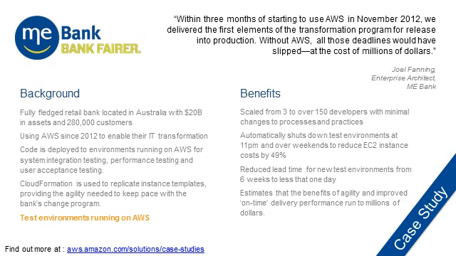And some of the benefits that they've managed to derive from doing that are pretty impressive. So they've gone from 3 to 150 developers, and they've only made very limited changes to processes and practices while they've done that. They automatically shut down their test environments at 11 p.m. each night and over weekends, and they estimate that by doing that they've saved 49% of their EC2 instance costs. They've also managed to drive down the lead time for new test environments from 6 weeks to less than a day. That's a pretty impressive stat using the AWS automation tools.